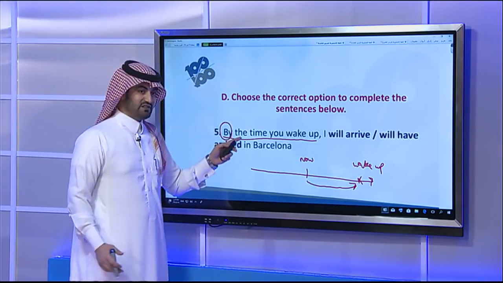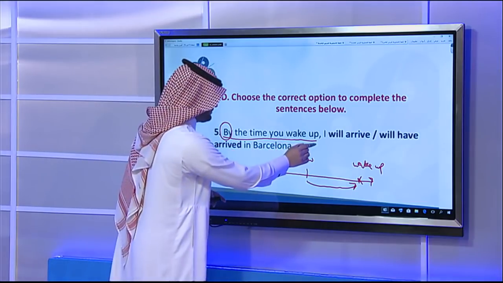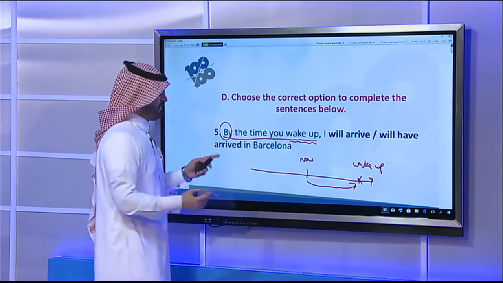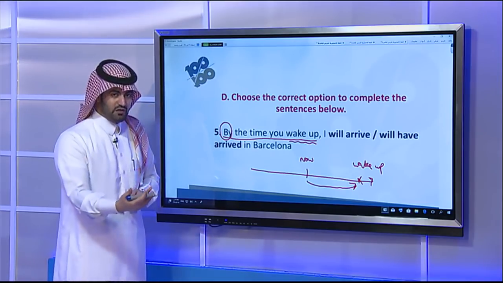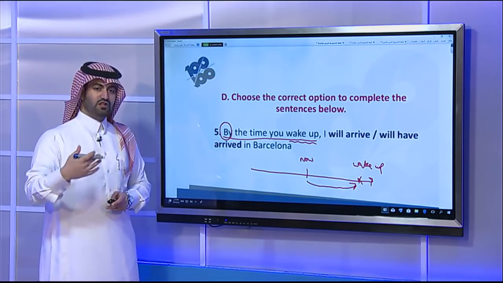How do you know? By the time. It's usually used after the word by. By the time you wake up, and we use a present simple sentence here, wake up. Or I can say by 2020, by 2030, the project will have finished.